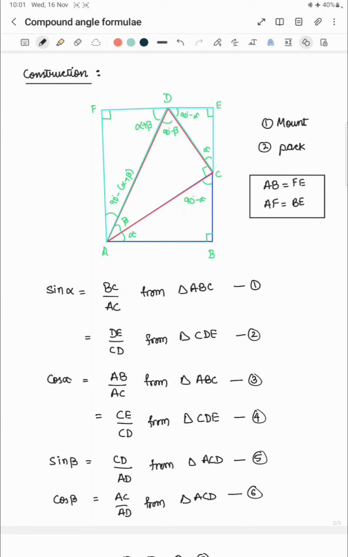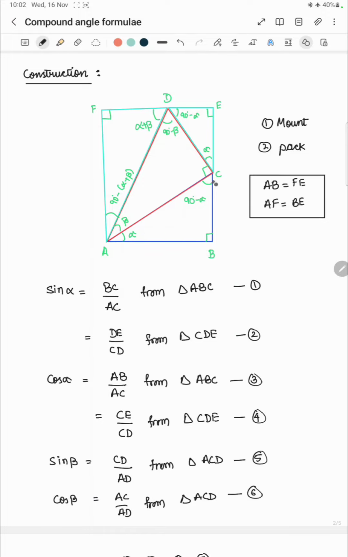If you label each of these angles, like in all of these triangles and rectangles, you will find that triangle CDE is similar to triangle ABC. Why? Look at the angles. Alpha here, 90 degrees here, 90 degrees there, 90 degrees minus alpha here, 90 degrees minus alpha here, AAA. So these two triangles, ABC and CDE, are similar.